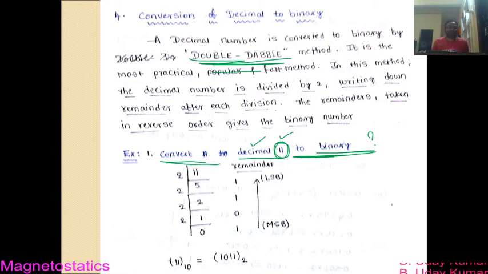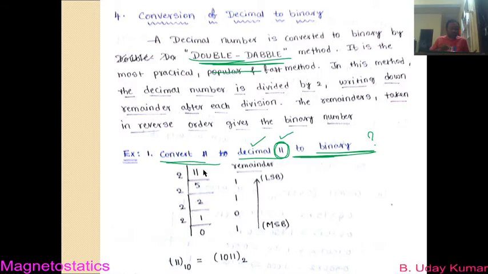So what is this double dabble method? You just divide by 2, writing down the remainder after each division on its side, and taking those remainders in reverse order gives you the binary number. This is what is discussed in the double dabble method, right? Okay, so let us try. This is 11, which we want to convert into binary.